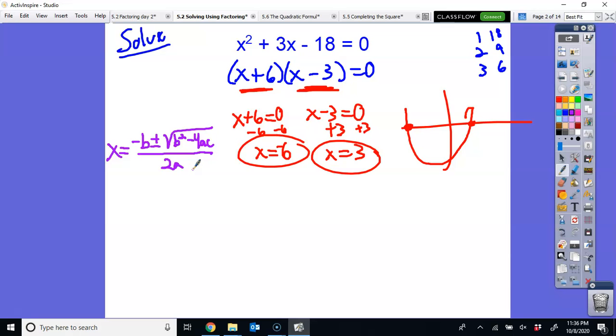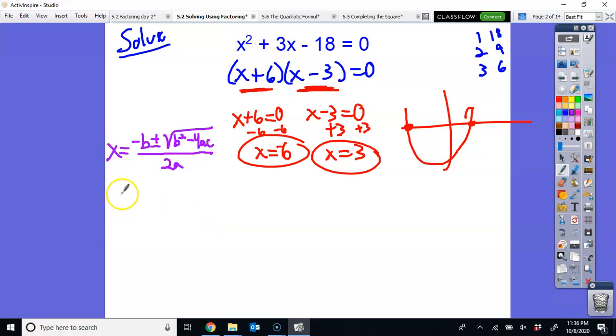X equals -b plus or minus square root of b squared minus 4ac all over 2a. I'll sing it again. X equals -b plus or minus square root of b squared minus 4ac all over 2a.